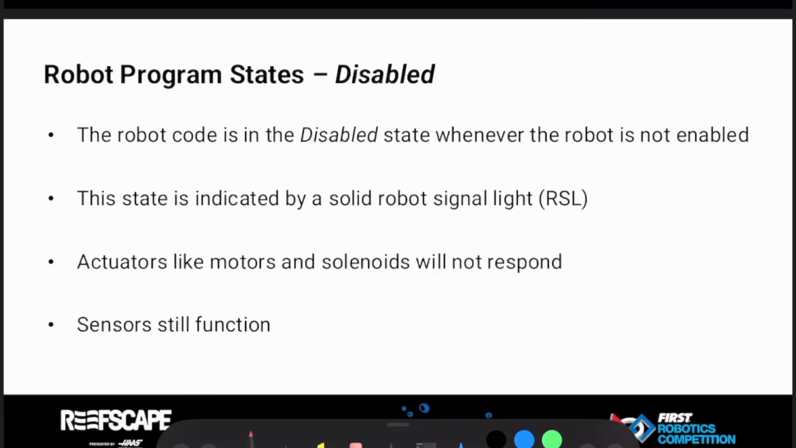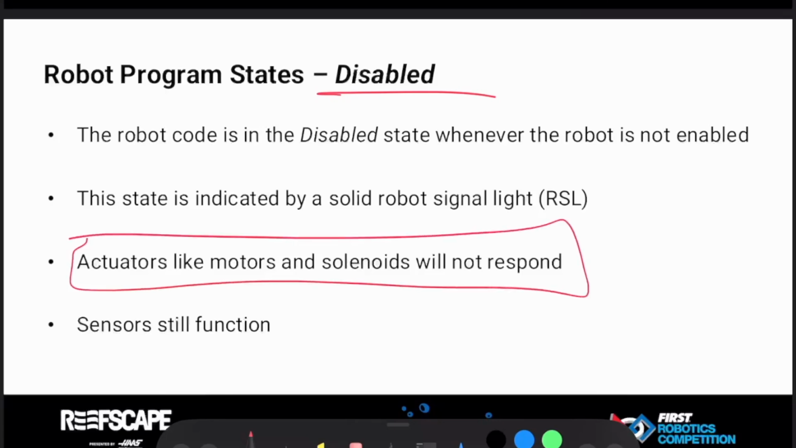If you're looking at the robot, how many of you have seen an FRC robot on and moving, right? If you've ever seen one on, there's a blinking orange light. That's called the robot signal light. If that light is blinking, the robot's enabled. If that light is solid, the robot is disabled. And all it means is the actuators will not respond. Motors won't turn, pneumatic cylinders won't fire unless they lose air, right?